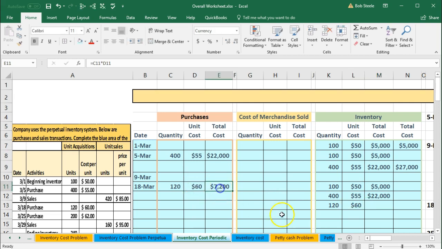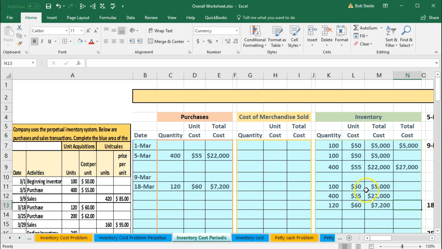We could do the same to pull down this 7,002, or we can do the multiplication, and I like doing the multiplication, so we're going to say this equals the 120 times the 60, so equals K13 times L13, tab. Now we're just going to sum these up. We're going to add these columns up.